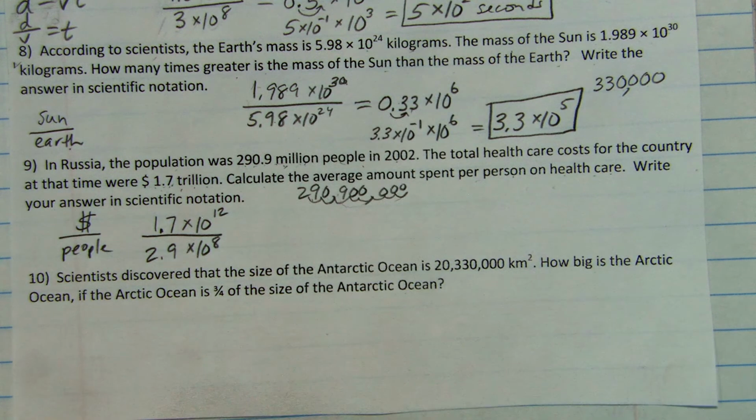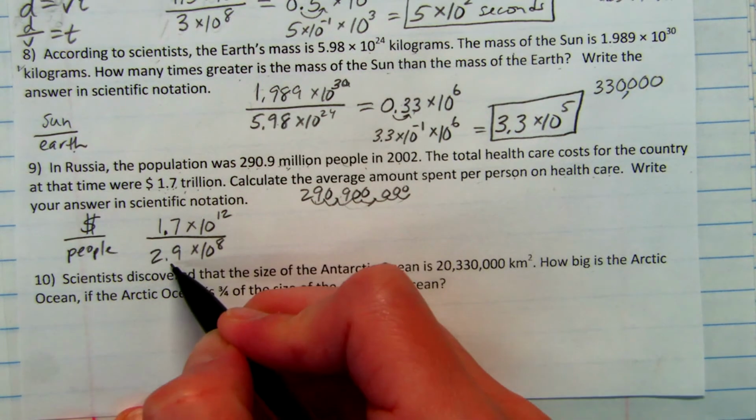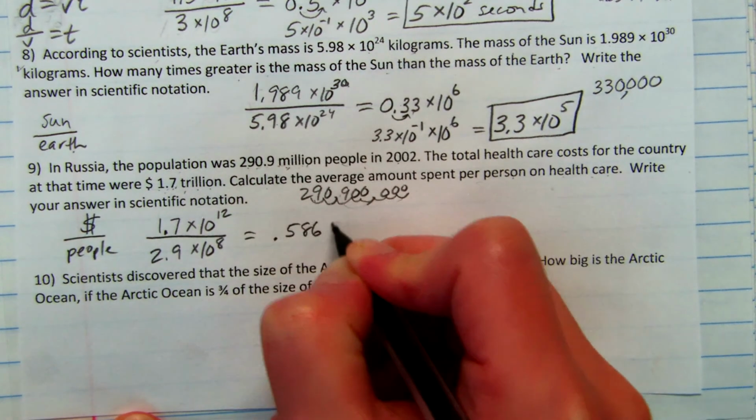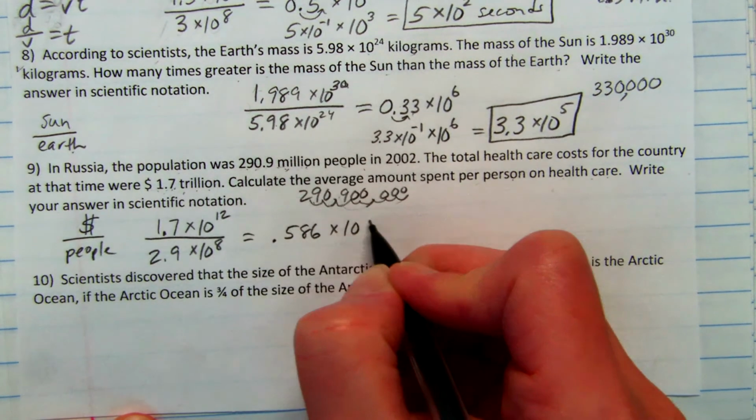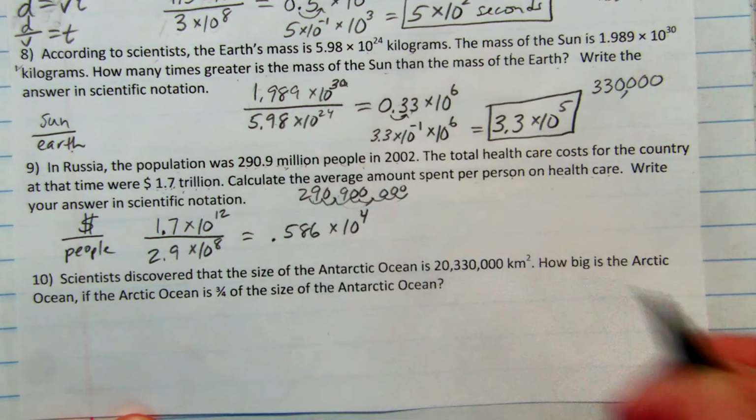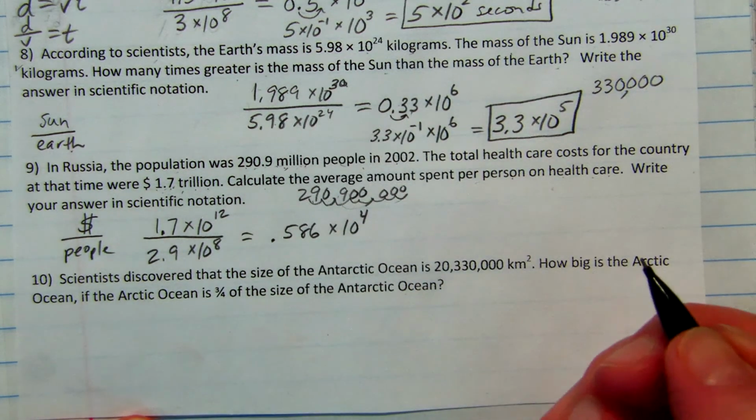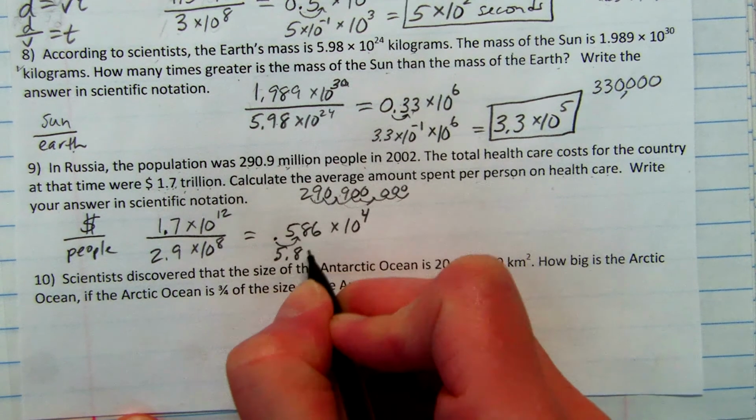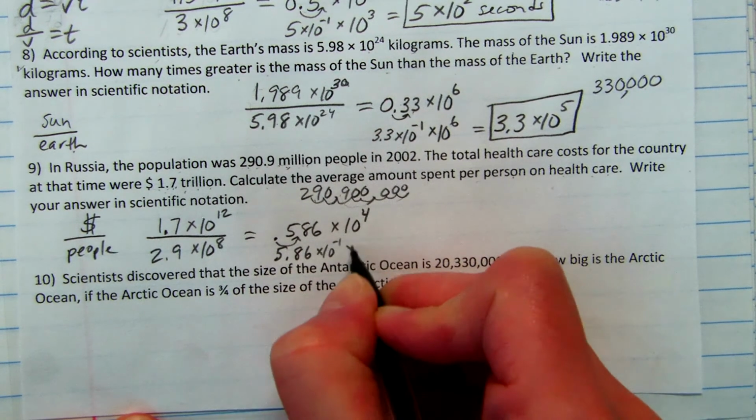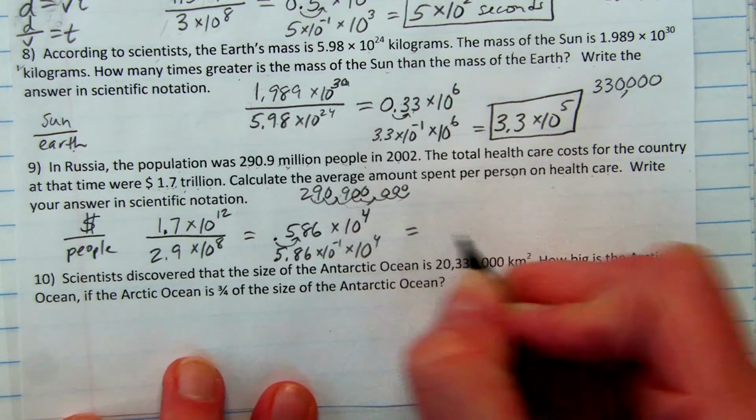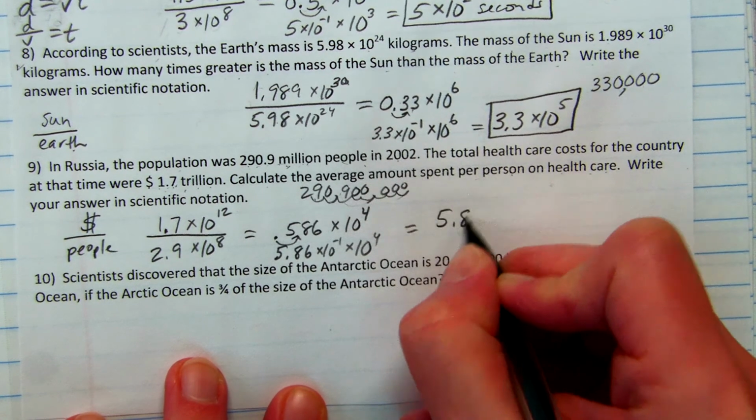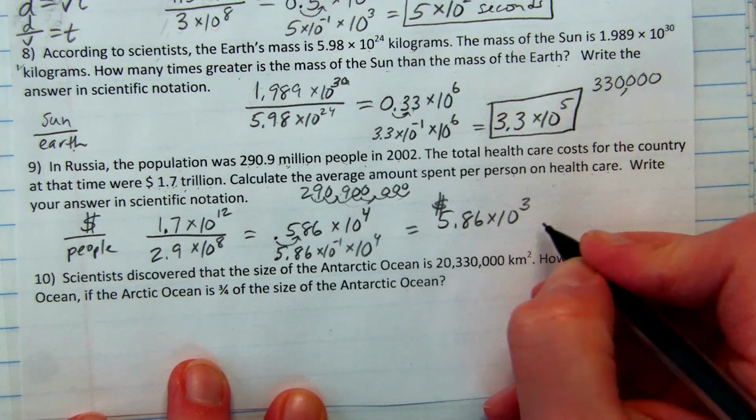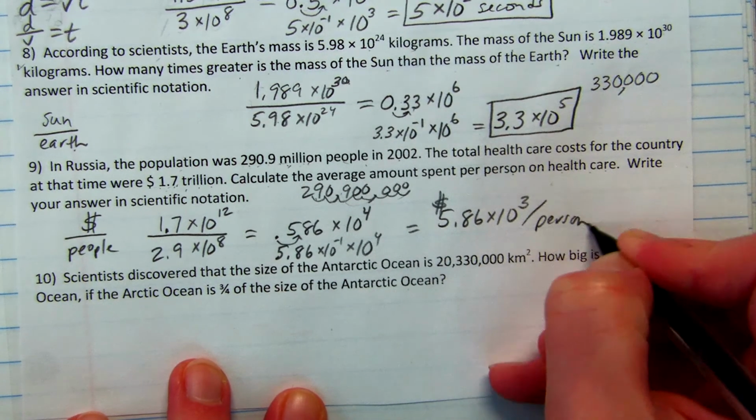All right, so if I take 1.7 divided by 2.9, I get 0.586. If I take 12 minus 8, I get 4. Is that my final answer? No, I have to move the decimal over one place. So that's going to be 5.86 times 10 to the negative 1. I already had 10 to the 4th. So 5.86 times 10 to the 3rd dollars per person.